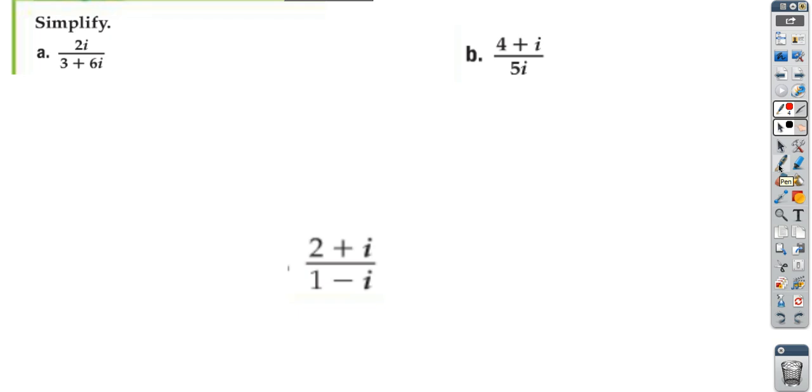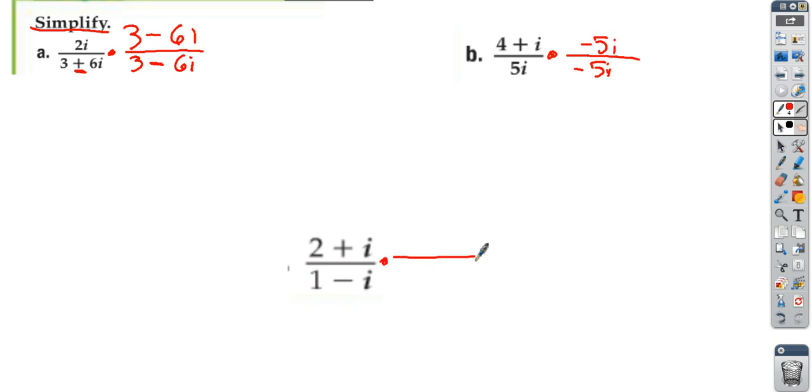So the rule for simplifying, when it says simplify, is that you can't have any i's on the bottom. To get rid of them, you multiply the top and bottom by the conjugate. And remember, the conjugate is just this sign reversed. So 3 plus 6i, its conjugate is 3 minus 6i. This one, the conjugate of 5i, would be negative 5i. And this one down here, the conjugate of 1 minus i, would be 1 plus i.